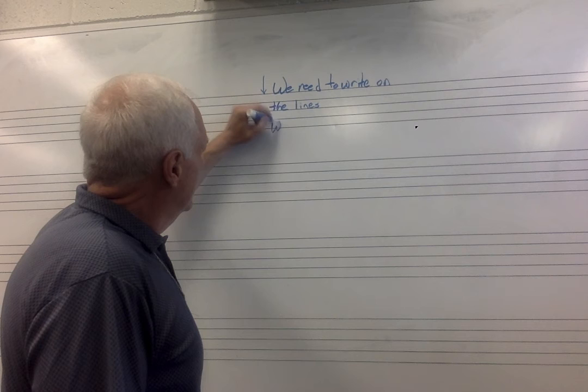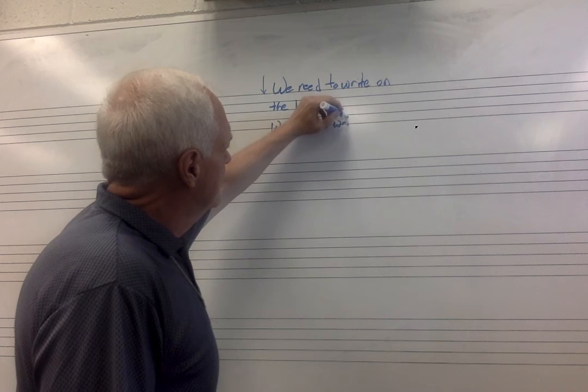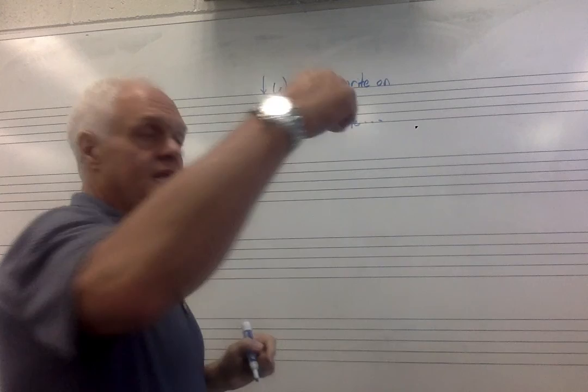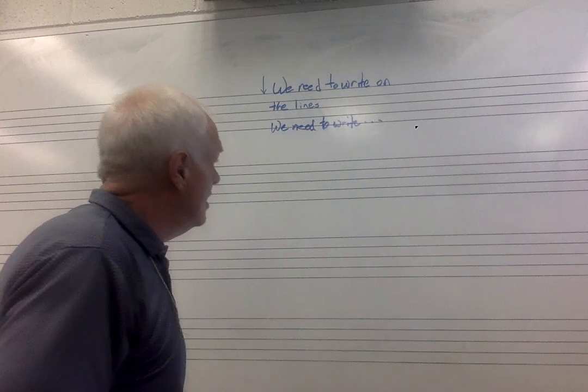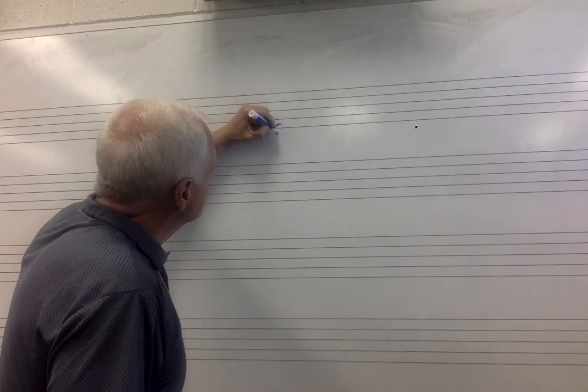We need to write, etc. That is actually on the line if you're looking at it from this direction, isn't it? That's not what we're talking about when we talk about elementary music. We're talking about this way. But music does approach it from this direction, not this direction. So we will write notes on the lines. That is a note on the line.